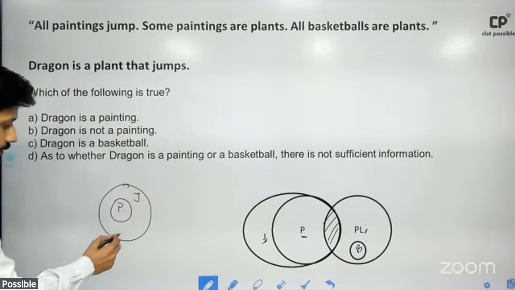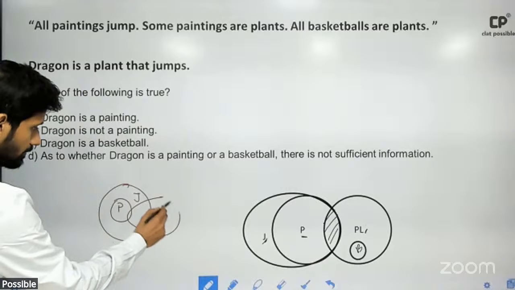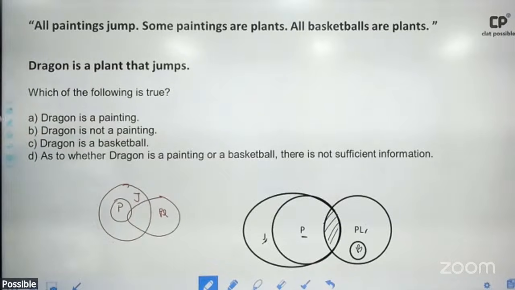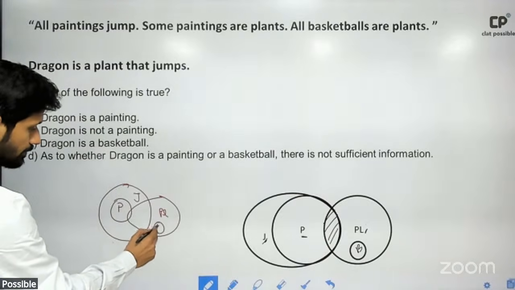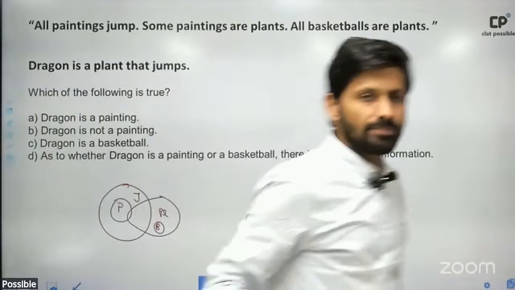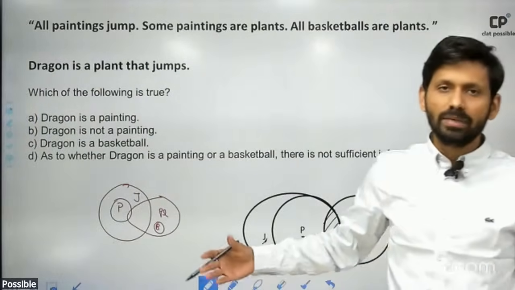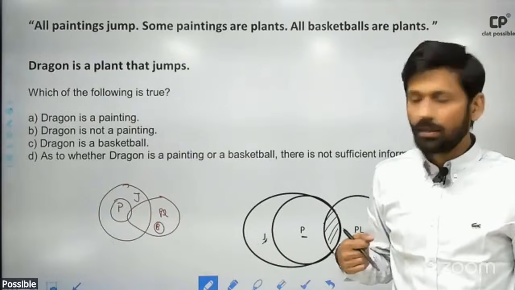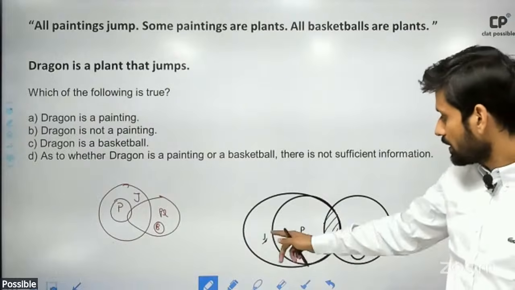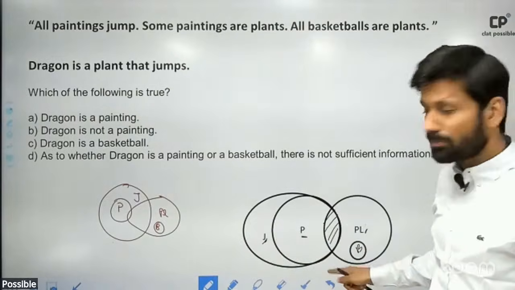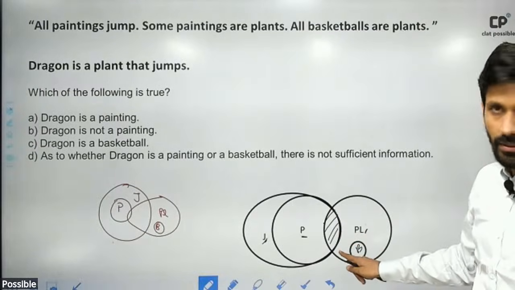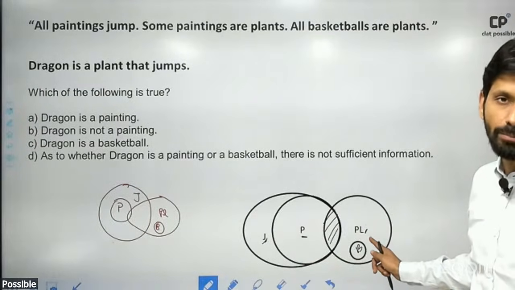So okay, I'll draw it like this. Some paintings are plants, and all basketballs are plants, right? Yeah, this diagram can also be made. This is not the minimum overlap, but we can draw it this way, right? In the minimum overlap, we just make sure that when painting and plant overlap, and when we draw the jumps circle, it overlaps the painting circle on the edge, so that no extra overlap is created between jumps and plants.